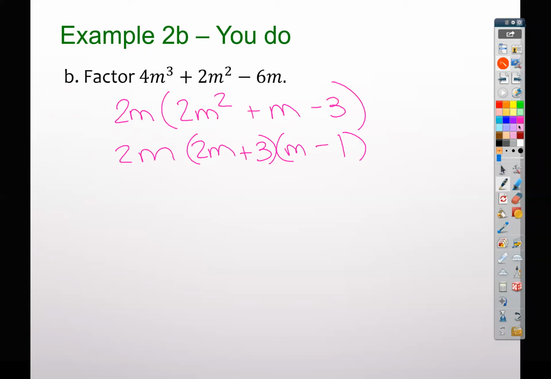And now let's check just to make sure I'm getting the right answer. So this would be 3m, and this would be a -2m. So those together would give me a positive 1m that I need. So this is my final answer.